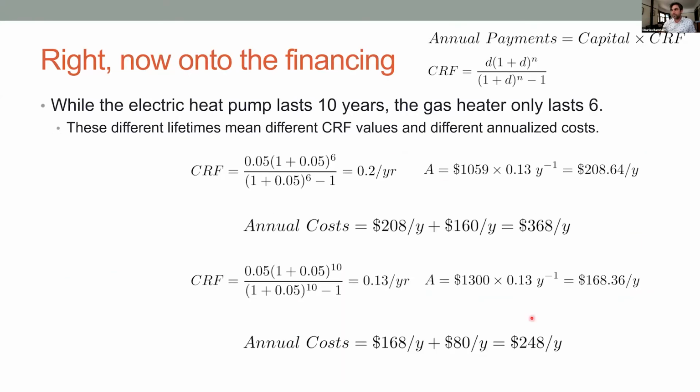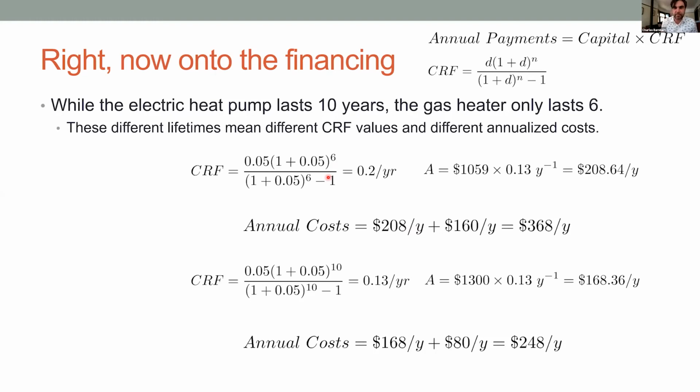All right, so those annualized capital costs are here and here for gas and electricity, respectively. So even though the natural gas water heater capital cost is less, right? It's $1,059. Its annualized costs are more because it only lasts 6 years. After 6 years, you've got to buy another one for $1,059. And that's what's so cool about this cost recovery factor, is it captures that lifetime. So things that last longer cost less over time.